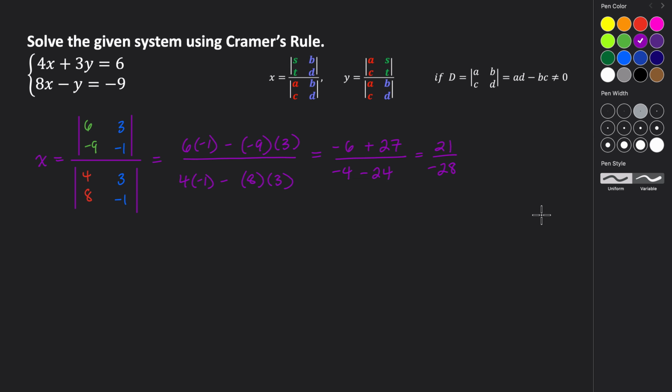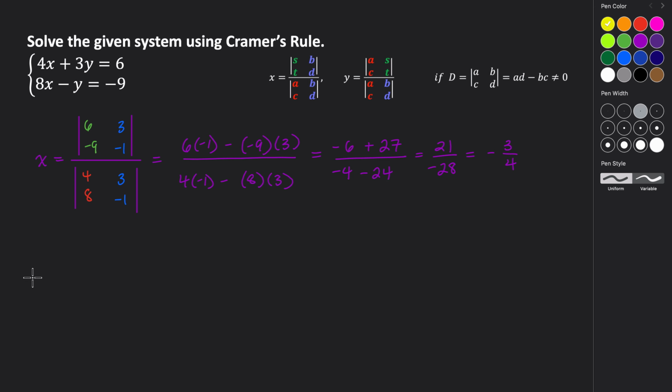Both of these are divisible by 7, so we can reduce this to be -3/4. So the x-coordinate of the solution to our system is going to be -3/4. So let's take a look at the y-coordinate.